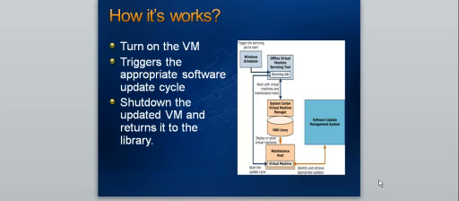That means it will turn on the virtual machine, deploy it to a host and start it. After you have started the virtual machine on the Hyper-V host, it will trigger the appropriate software update cycles. For example, you can use Configuration Manager or WSUS, and you will connect to the patch management system to get updates. Once the software update is triggered and has been pushed to the virtual machine, it will automatically shut down the updated virtual machine and return it to the library.